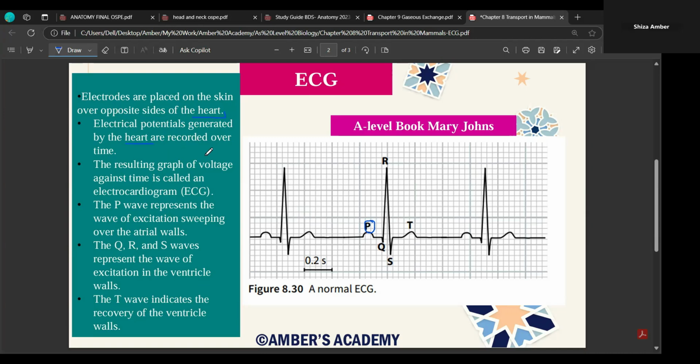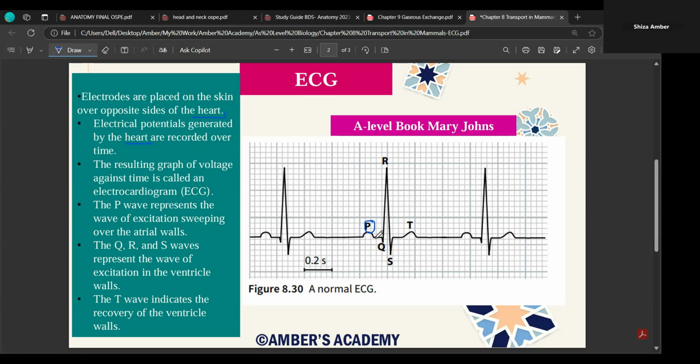We know that one cardiac cycle is 0.7 seconds, right? So the resulting graph of voltage against time is called an electrocardiogram. You need to remember that this ECG graph is plotted as voltage against time. So time is obviously your x-axis and voltage is your y-axis.